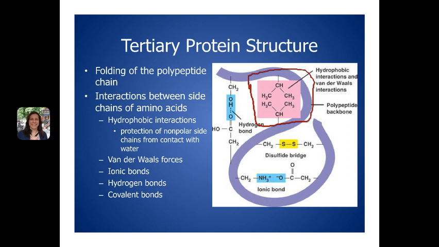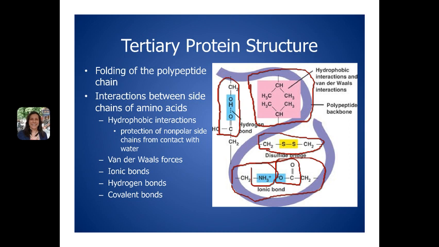hydrophobic interactions. In addition to that, you can have ionic bonds, here is an example of that. So here is a carboxyl group here forming an ionic bond with an amino group. Then we've got weak hydrogen bonds. And finally, we have covalent disulfide bridges.